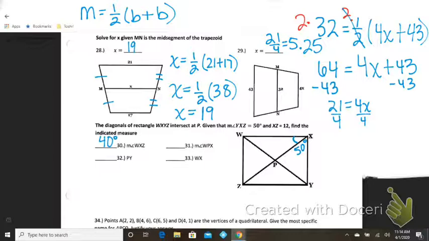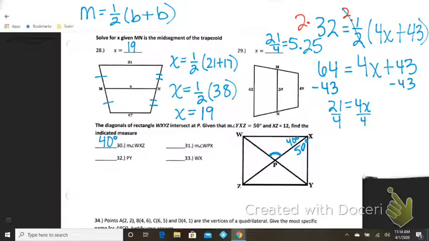All right, let's move on to 31. Okay, 31 I could see as being a little bit trickier. We're looking for angle WPX now. So let me take this away. We've got these two angles now. Now we're looking for WPX here in the middle.